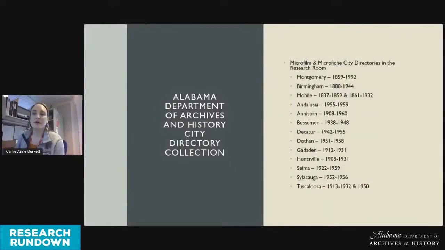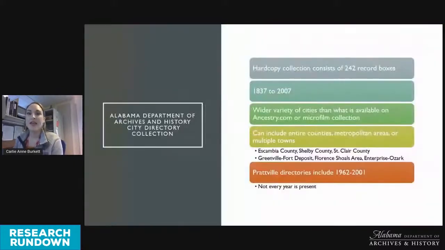The Alabama Department of Archives and History has a large collection of city directories. We have a collection of all of the cities that are listed here on microfilm and microfiche in our research room. So this listing is what we have on microfilm. As you can see, it's various different date ranges. You have Anniston, which goes from 1908 to 1960, whereas Andalusia, there's only 4 years. But those are what we have on microfilm in the research room.